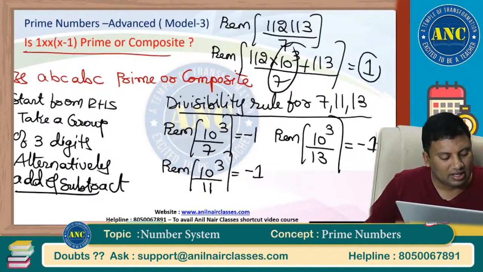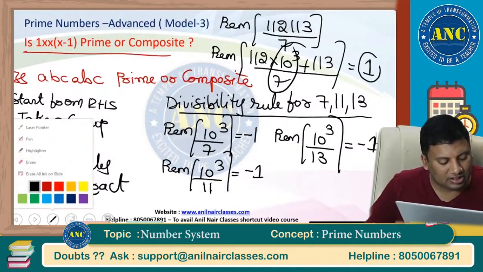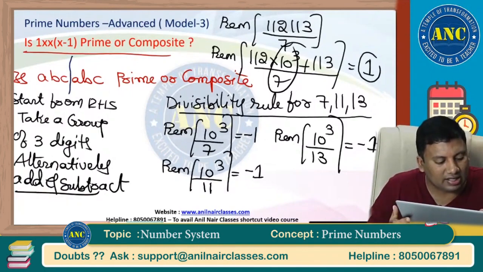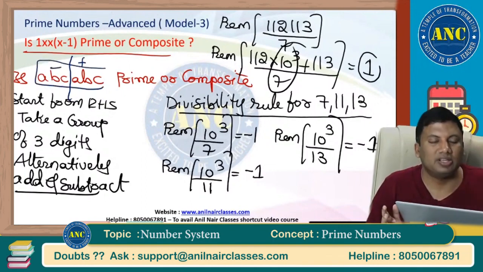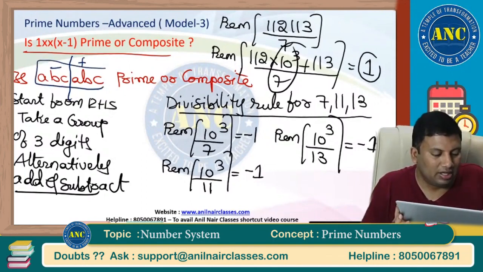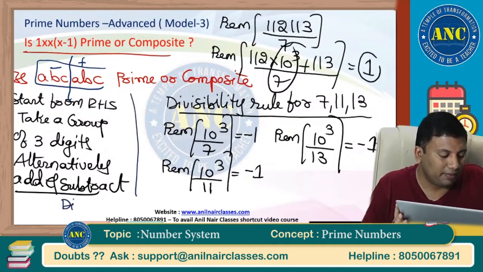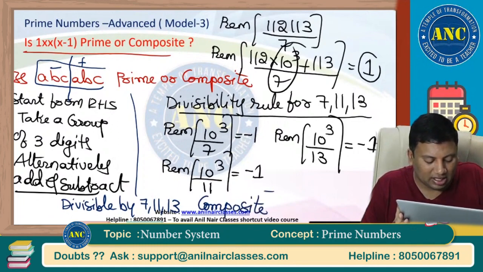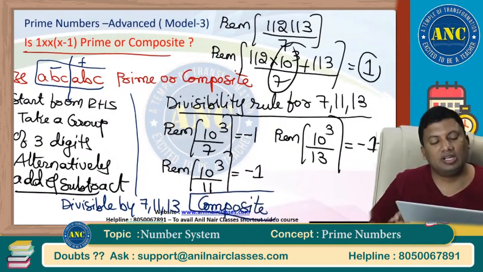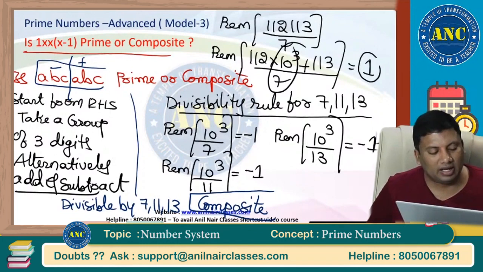Now see here. If I take a group of 3 digits, alternately add and subtract, plus ABC minus ABC, it is 0. That means this number is divisible by 7, 11, 13. Right? So, the answer is composite number. Proving that a number is composite is much easier than proving whether a number is a prime number.